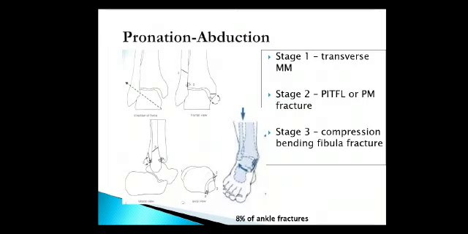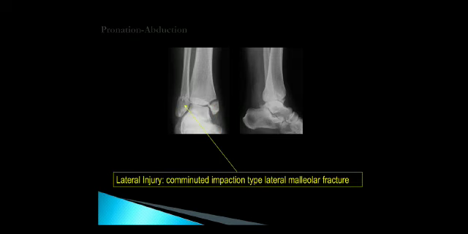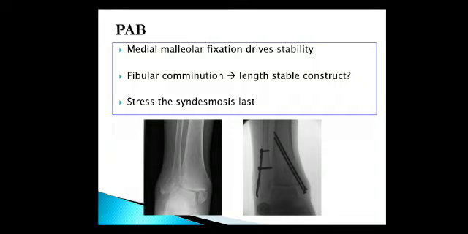Then we have the pronation abduction injury. As usual, in pronation the tension side will be medial, so a transverse medial malleolus fracture can be noted, along with the posterior inferior talofibular ligament injury or a posterior malleolus fracture. If you continue with more abduction, a compression bending fracture of the fibula will happen. Here you can see the medial malleolus fracture and the distal fibula fracture. Because it's a combination, we fix the fibula with plating, and the medial malleolus can be fixed either with screws or tension band wiring.